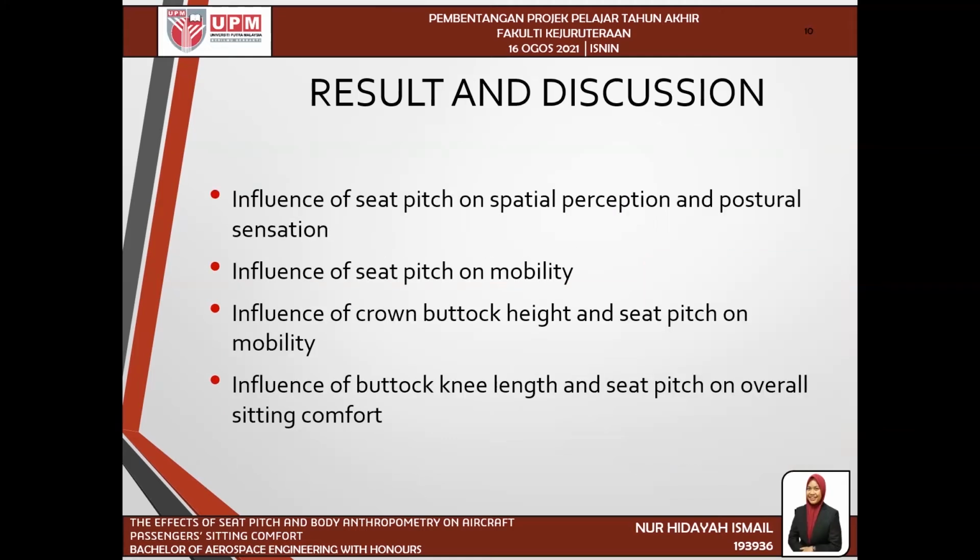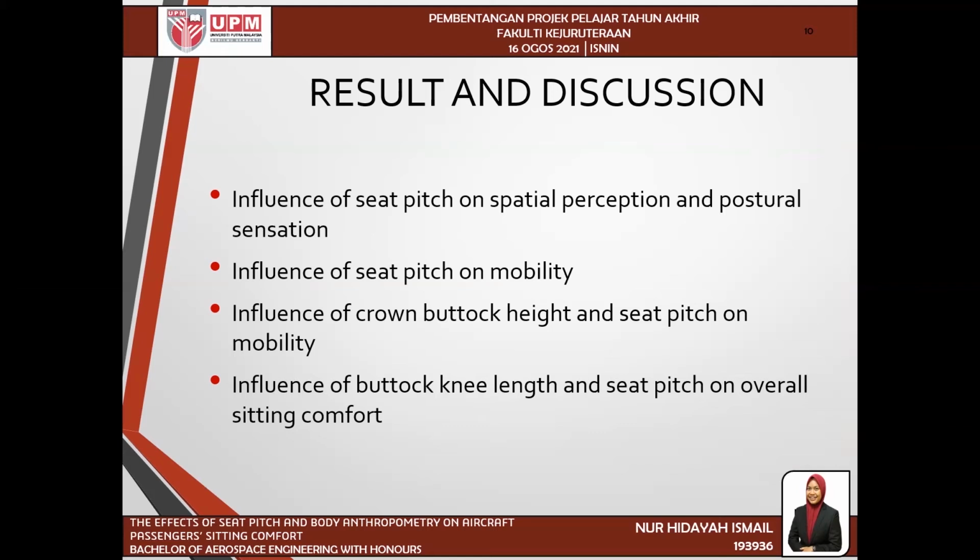Here are the four results that have been analyzed statistically by the study. The first one is the influence of seat pitch towards spatial perception and postural sensation. Second one is the influence of seat pitch on mobility. Then the influence of crown buttock height and seat pitch on mobility.